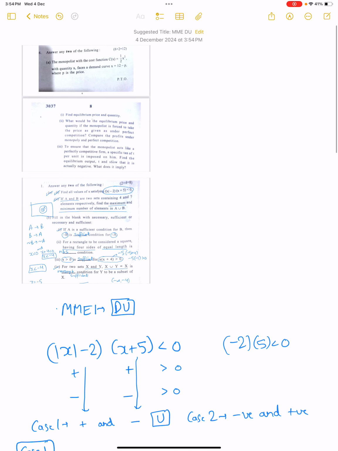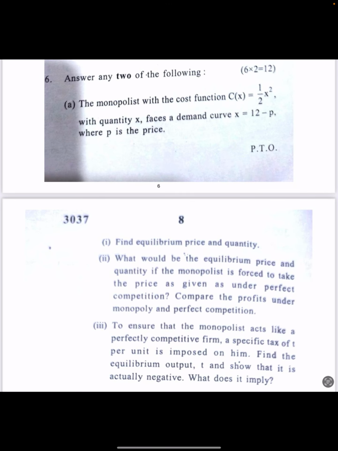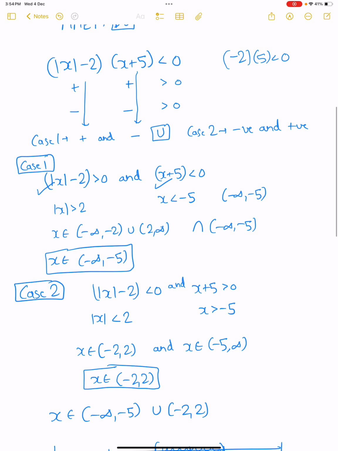Now solving question 6. You can have a look at this for a minute. In this question, the total cost function is given to us, which is a function of quantity, and the demand curve is given to us. Cost function is this, demand curve is this. We are supposed to find equilibrium price and quantity.